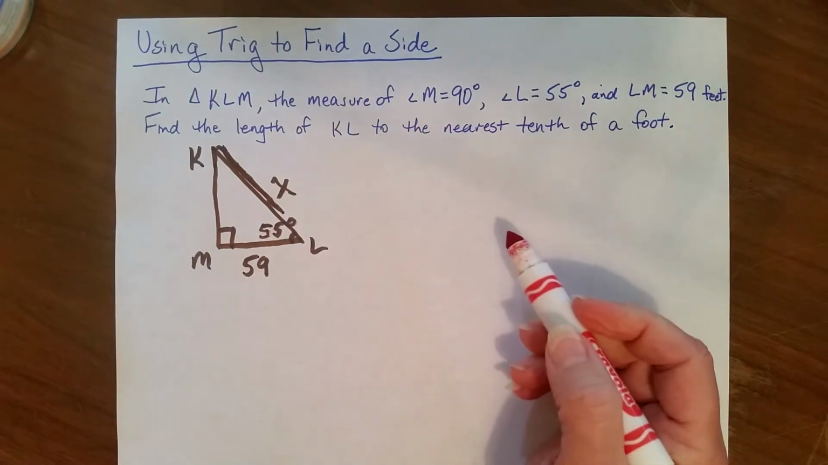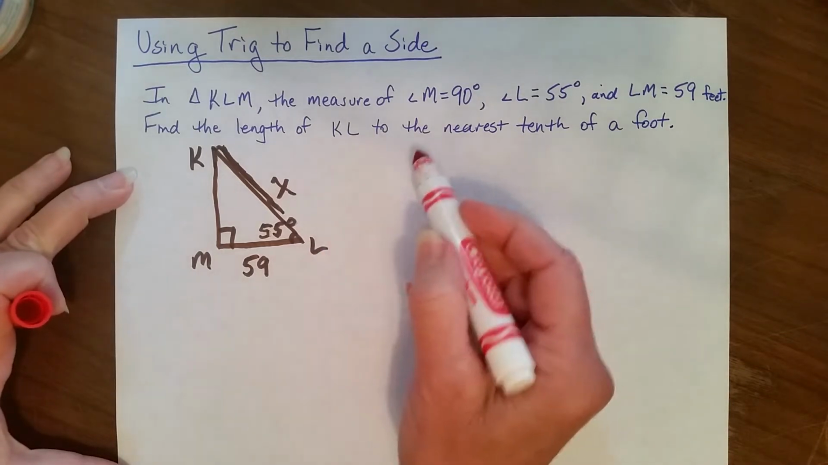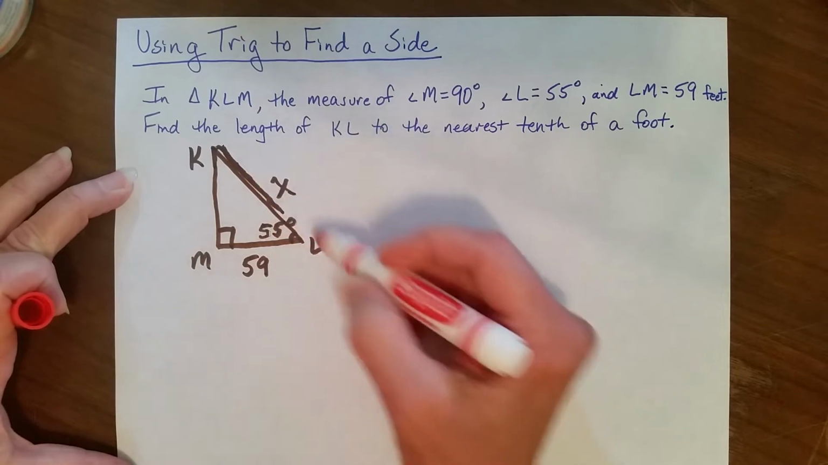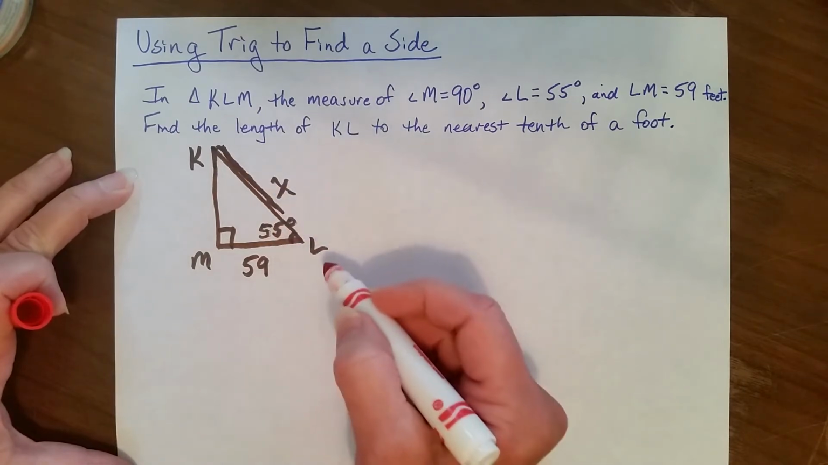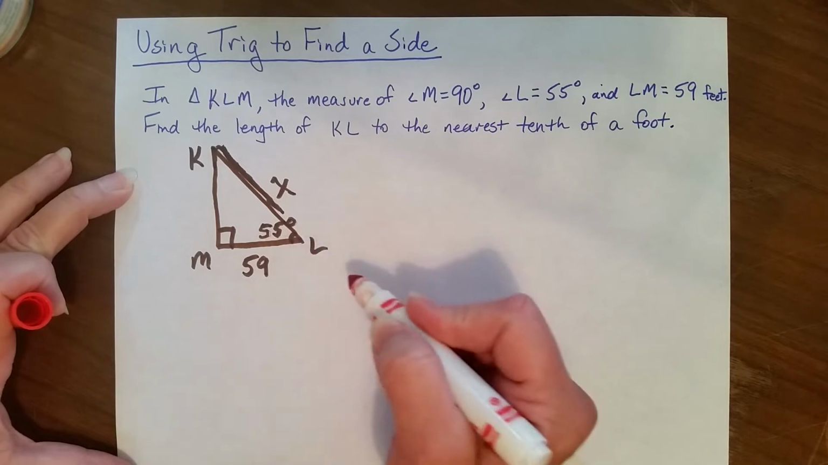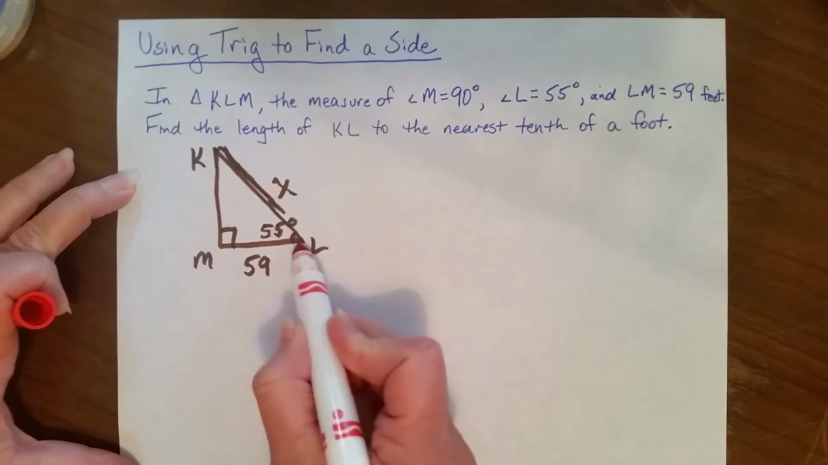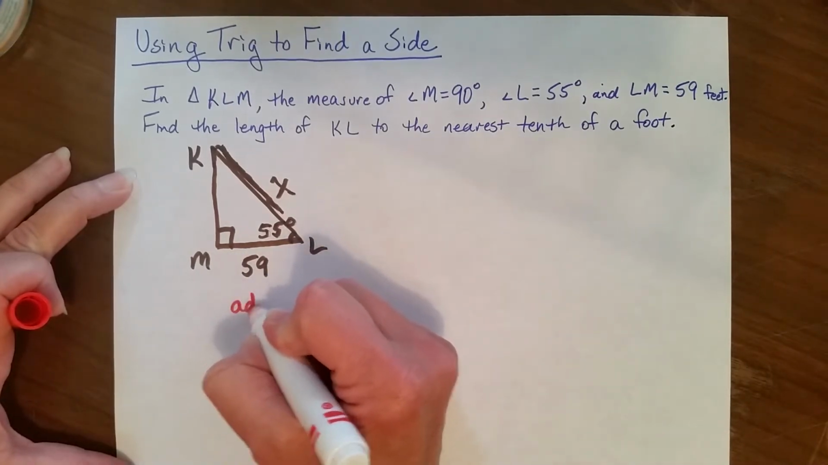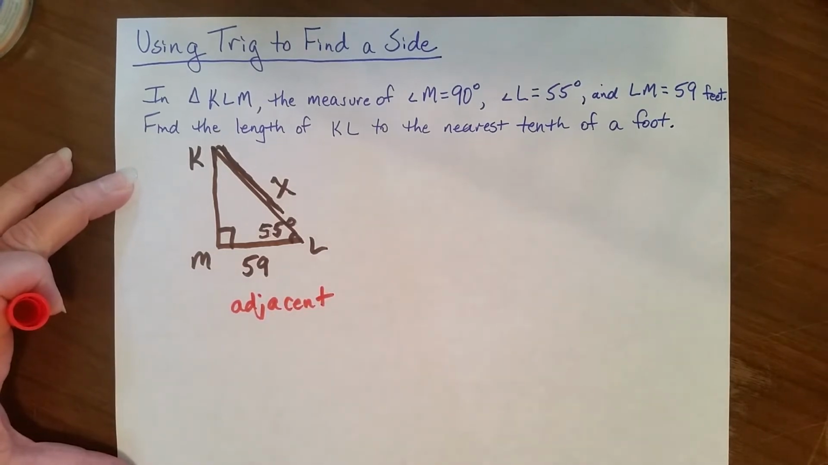Red looks at this, and what's Red going to do? Well, he wants to find the length of KL. So, okay, he realizes that Brown has this set up correctly. And he's looking at angle L here. Let's see if he can pull it out. With respect to angle L, we all know that this side is the adjacent side. Let's see if he fills it in correctly. Oh, he does. He had that right. Okay, good.